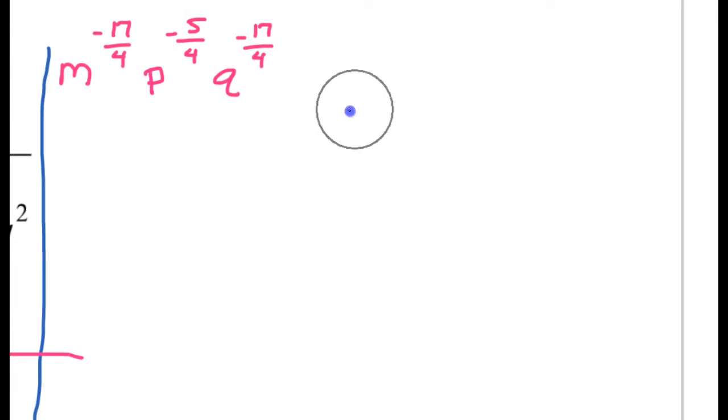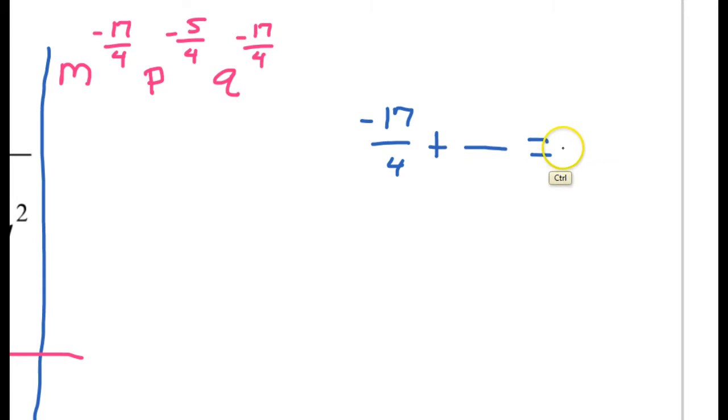Here's how you fix it. Start with the negative 17 over 4, and I can use this for the m and the q. What I need to do is find a whole number that I can add to this that will give me a positive result.